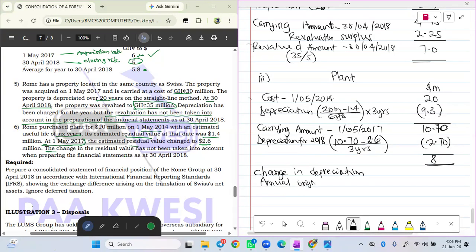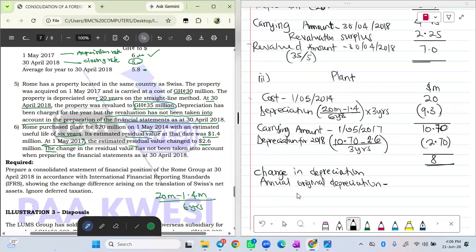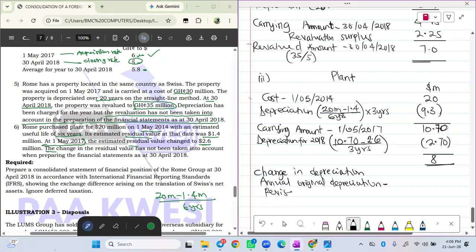original depreciation? So the yearly depreciation is just 20 million minus 1.4 divided by 6. Don't multiply by 3. We just want the yearly ones. When the residual value was 1.4, what was the annual depreciation charge? So it is the 20 million minus the residual value of 1.4 million divided by the useful life of 6 years. Don't multiply by any 3. We just want the yearly one. We want to know the change in depreciation. When we are done, we compare it with the revised depreciation.